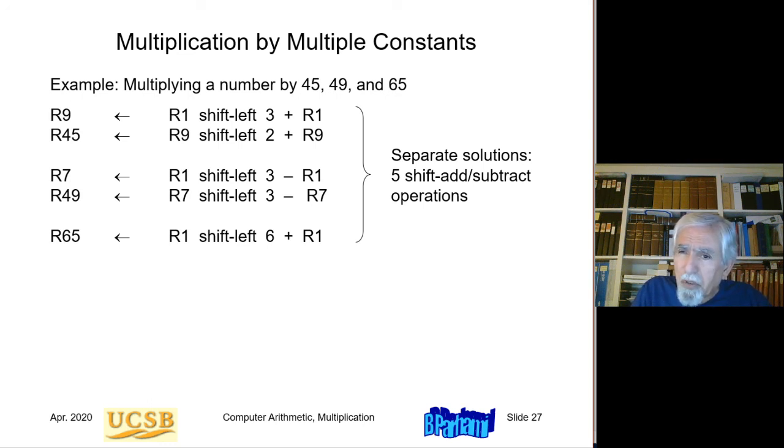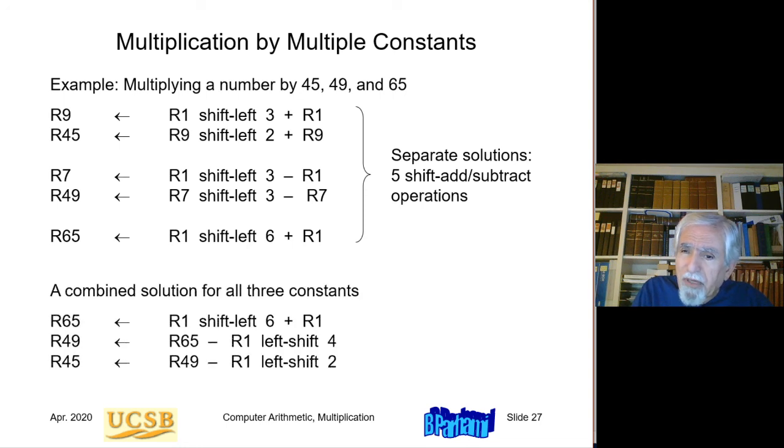What I've shown on the slide so far is that 45 is 9 times 5. So I form 9 times R1 and then multiply that by 5. 49 is 7 times R1, which is a left shift and subtract. And finally, 65 is 64 plus 1. So I need 5 instructions to do all 3 multiplications by constant. But if I'm clever, I can use 3 instructions.